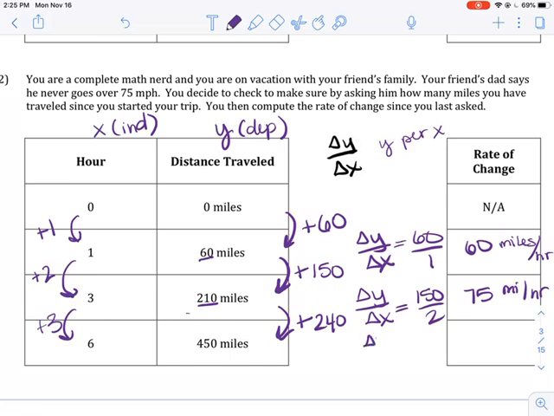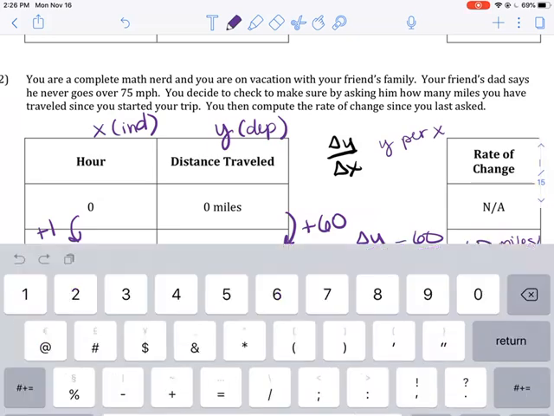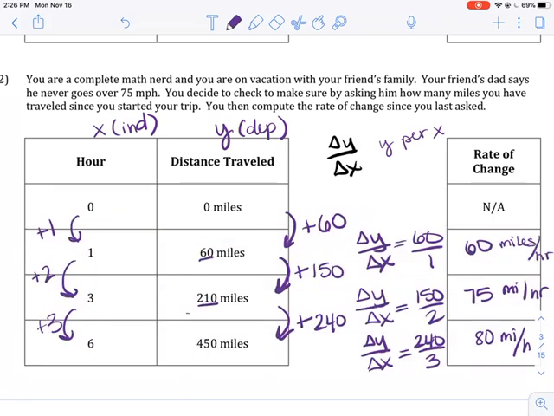Now let's do our change in y over change in x. And we put 240 on top and 3 on the bottom. 240 divided by 3 is 80. He started going faster. So, caught you, friend's dad. You lied. You went over 75 miles. Maybe he just wasn't looking at the speedometer at that point.